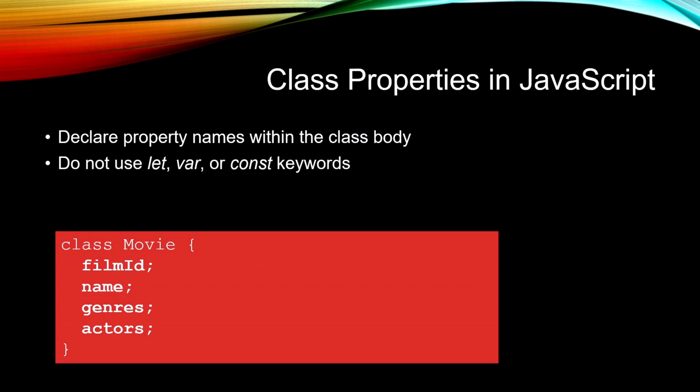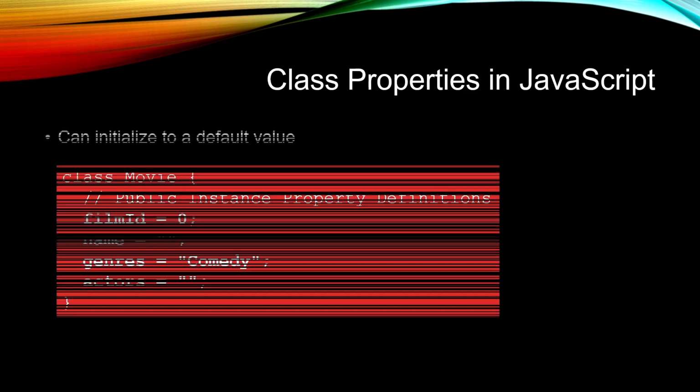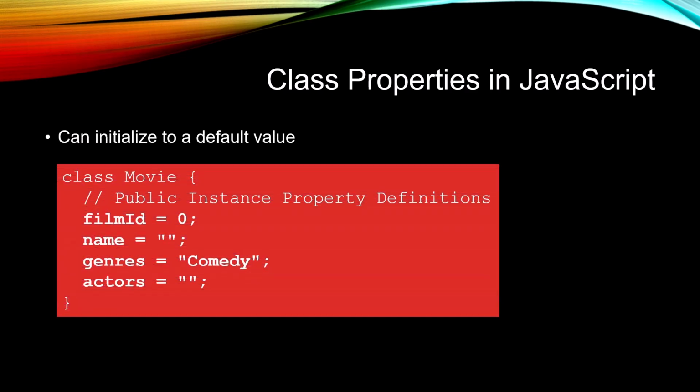To create properties in the class, you declare property names within the class body. You don't use the let, var, or const keywords. Just put the name of the property that you want, and by default, those are now public properties, so you can read from them and you can write to them. You can also initialize them to a default value at the time that you create them.